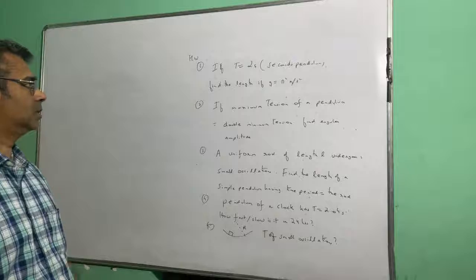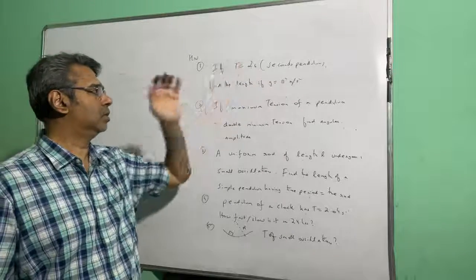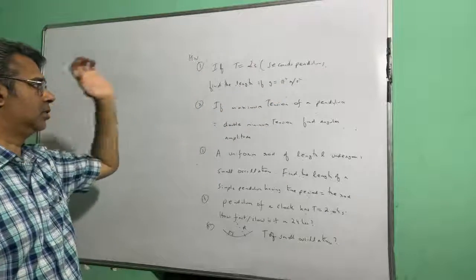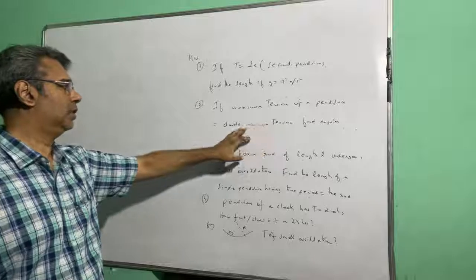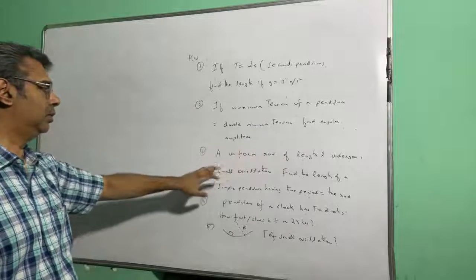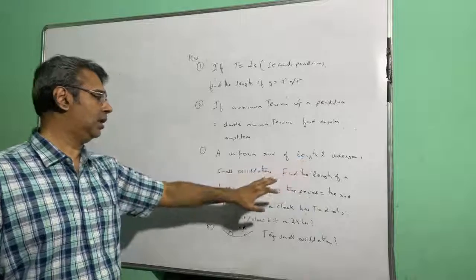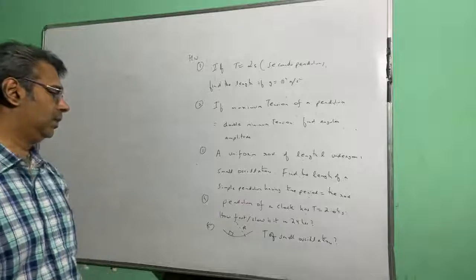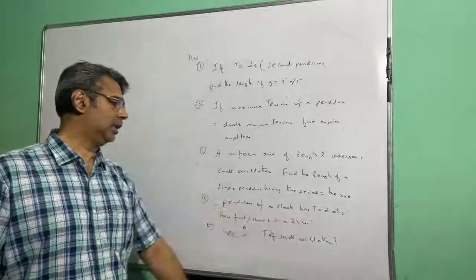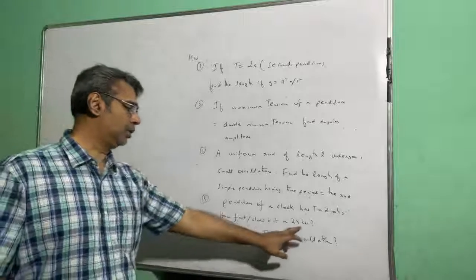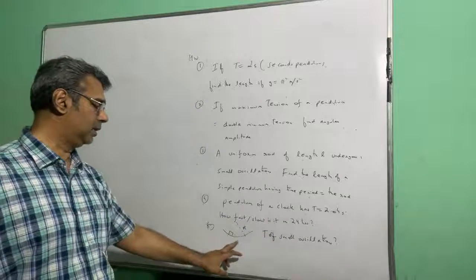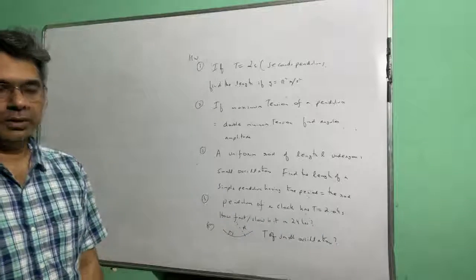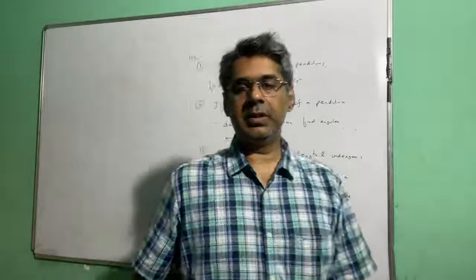So these are the 5 homework sums. 1. If the time period of a pendulum is 2 seconds, that means it's a seconds pendulum, what is the length if g is pi square meter per second square? 2. If the maximum tension of a pendulum is double the minimum tension, find the angular amplitude. 3. A uniform rod of length L undergoes small oscillations, find the length of a simple pendulum having the same time period as the rod. 4. The pendulum of a clock has time period 2.04 seconds. How fast or slow is it in 24 hours? And 5th, there is a small block oscillating on a concave surface of radius r. What is the time period of small oscillations? So these are the 5 homework questions based on pendulum.